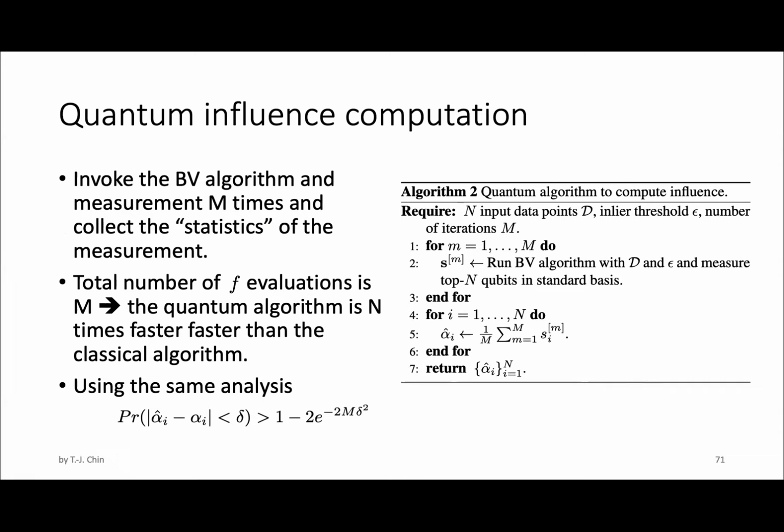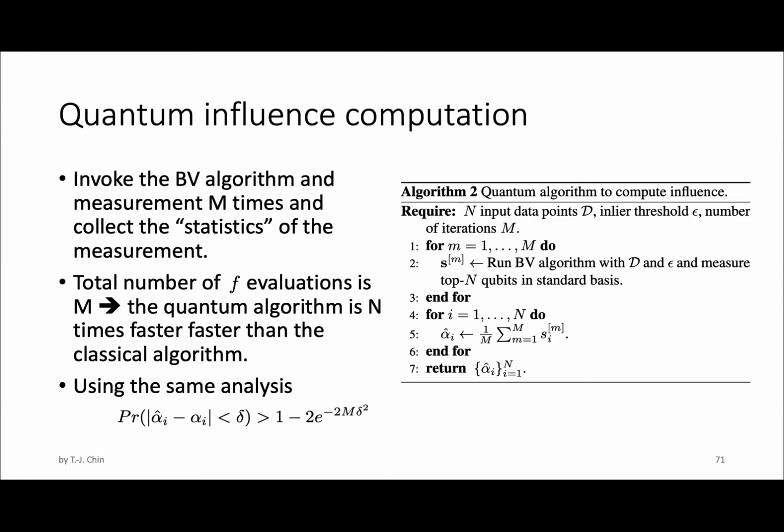Again we're having to do sampling. Run the circuit m times. Every time the circuit is run, we sample the alphas. By sampling, we mean that for the ith point, is it an outlier or an inlier? Measure the qubit corresponding to that point and see if you get one or zero. If it's one, it's an outlier. If it's zero, it's an inlier. Then over m times, calculate the statistics of that. And then you can use the same analysis with the Hoeffding inequality to place the same probabilistic bounds on it.